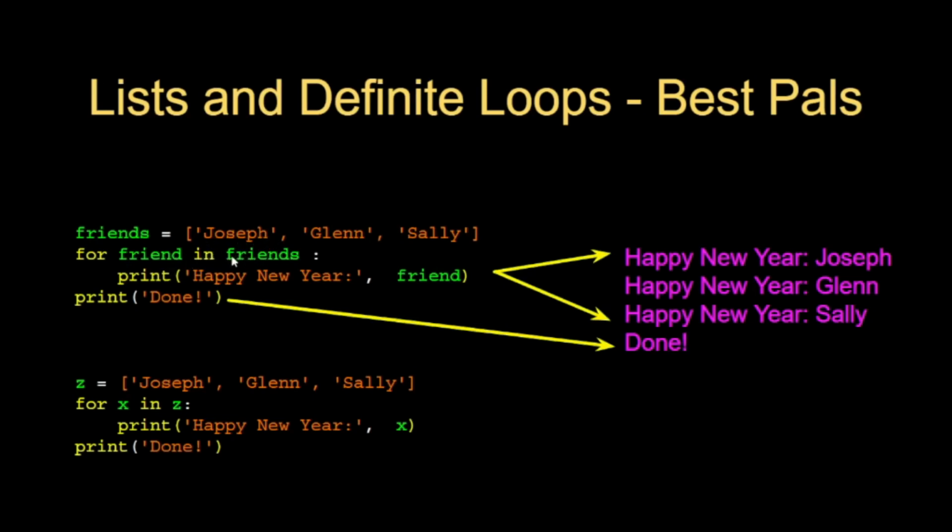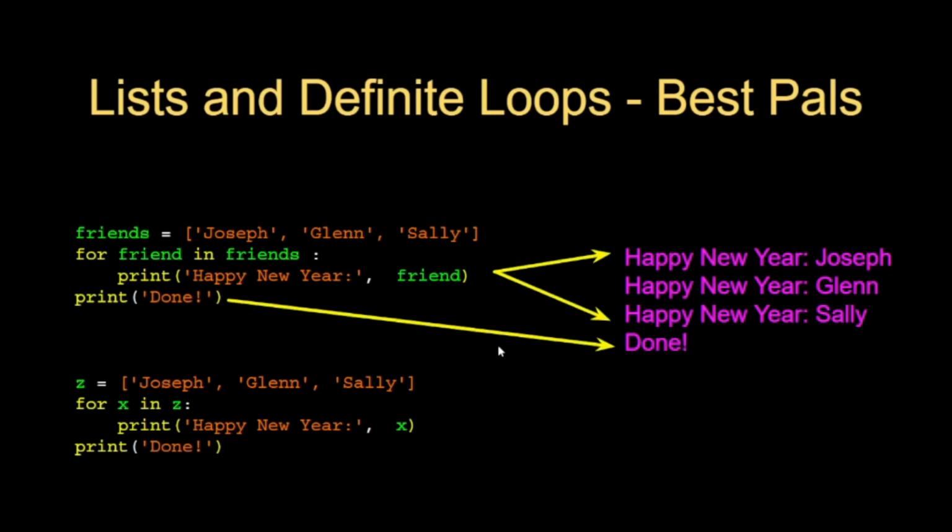Okay, so initially friend is 0, so it will go to the 0th index of the list, and then it will print happy new year Joseph. So the output is happy new year Joseph. Then the control variable will get updated from 0 to 1, and the list index 1 is Glenn, so it will print happy new year Glenn. And then again it will get updated to 2, and the second index in the list is Sally, and therefore it will print happy new year Sally. And then after the for loop execution is completed, it will print the last statement, which is done. And it's as simple as that.